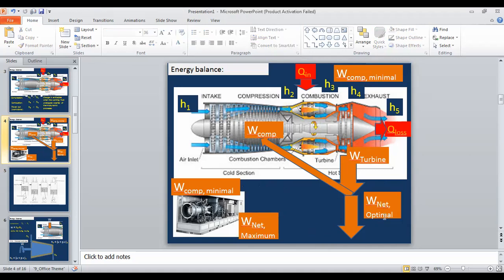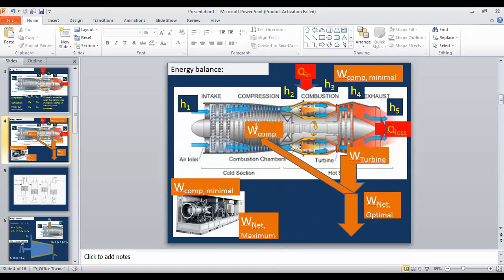Okay. W net optimal. So W compression should be, in short, relative to the work output, W turbine, a smaller fraction. Should be a smaller fraction. So later we will talk about this, but this is just an insight for you.